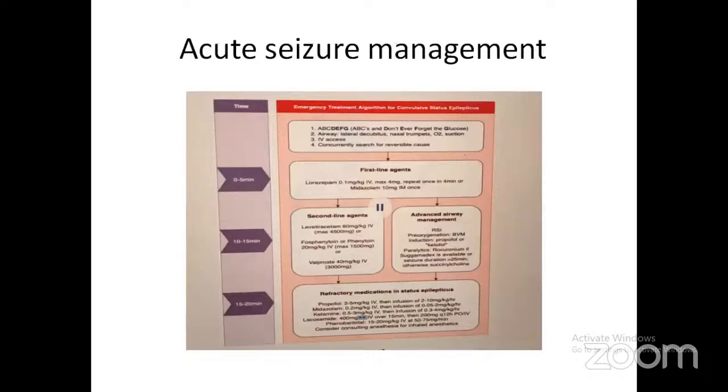Acute seizure management follows a timeline chart. In the first 5 minutes, first line agents are lorazepam at a dose of 0.1 mg per kg IV with a maximum of 4 mg, repeated once in 4 minutes, or midazolam 10 mg IM once. In the next 10 to 15 minutes, second line agents are levetiracetam, fosphenytoin, or valproate. Advanced airway management uses rapid sequence induction, bag-mask ventilation, induction with propofol or ketofol, and paralytics such as rocuronium, with sugammadex available. Then in 15 to 20 minutes, refractory medications in status epilepticus such as propofol, midazolam, ketamine, and lacosamide are used.